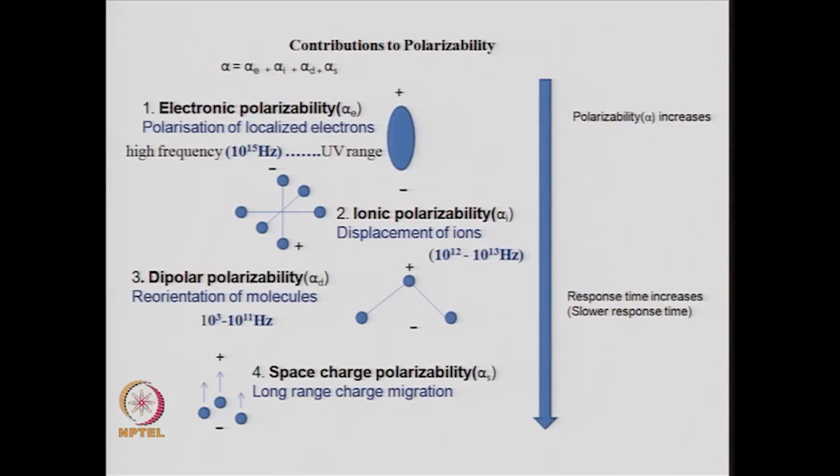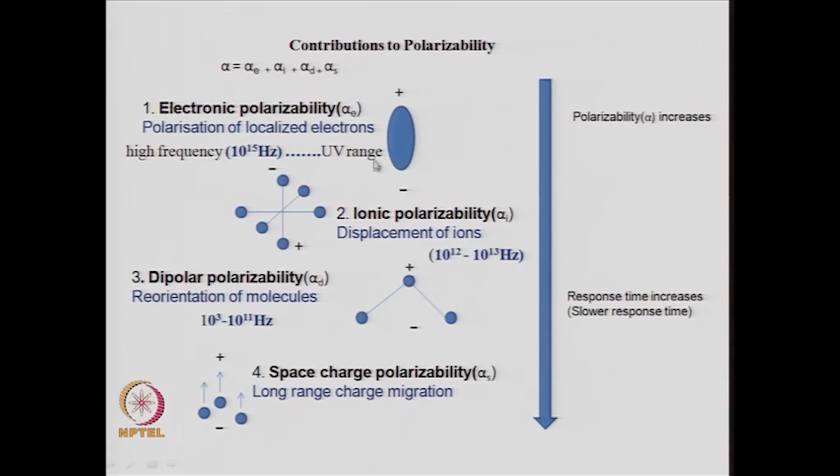Now, the polarizability alpha can be due to several reasons, and so the contributions to the polarizability of a molecule come from 4 different factors. These 4 different factors are the electronic polarizability, which is alpha E, the ionic polarizability, which is alpha I, the dipolar polarizability, which is alpha D, and the space charge polarizability, which is alpha S. So, what is the electronic polarizability alpha E?